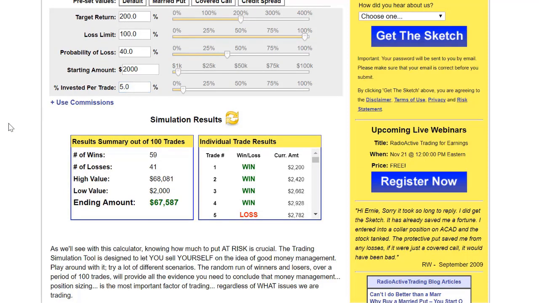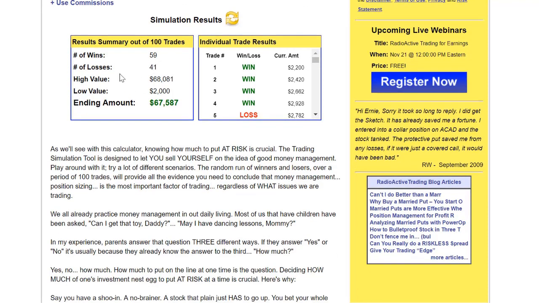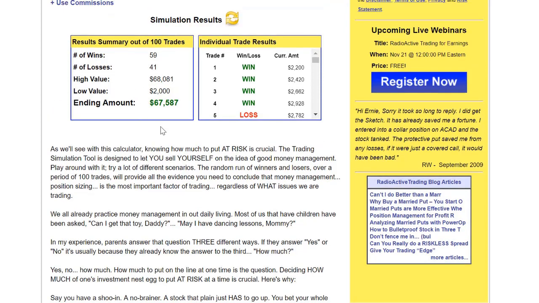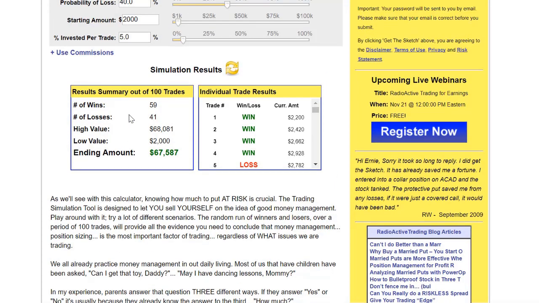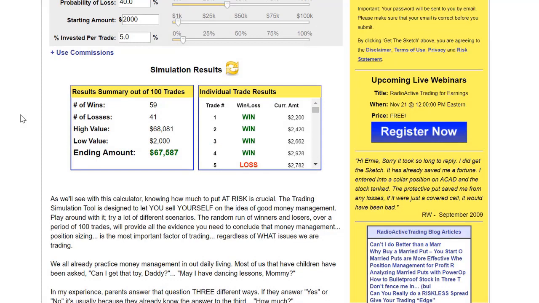So as you can see here, and this is just the simulation results, the number of wins 59, the number of losses 41. Okay, high value $68,000, low value $2,000, because that's where we started, and the ending amount is $67,587, which is not too shabby. After 100 trades, if you keep executing the same strategy, that's why I always emphasize the importance of consistency here.